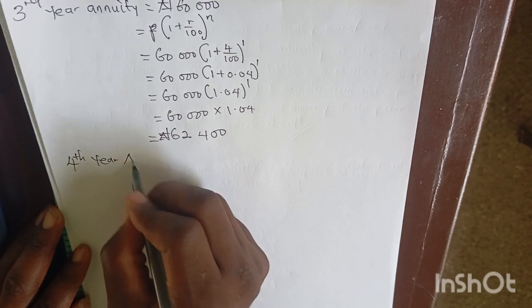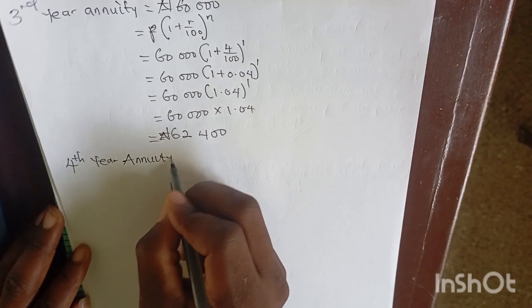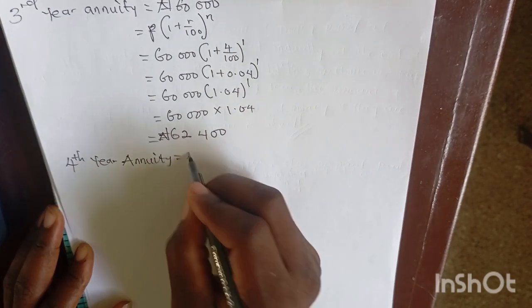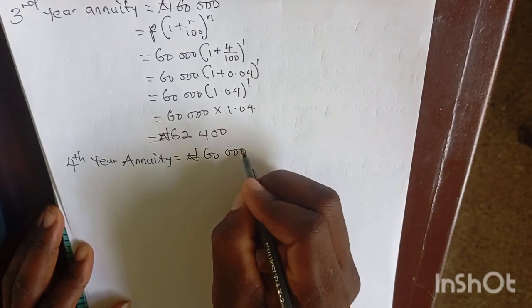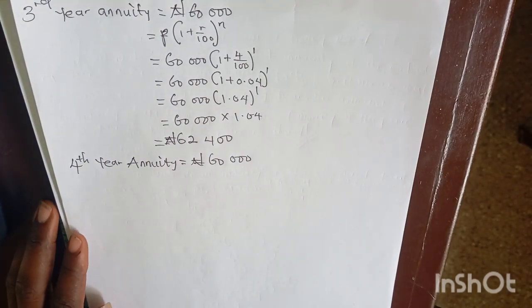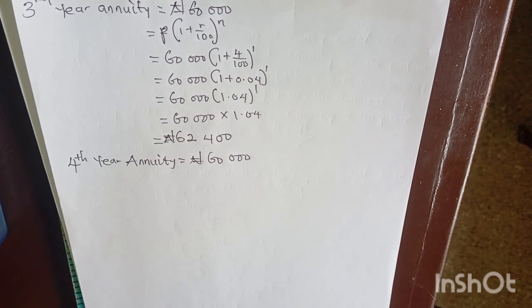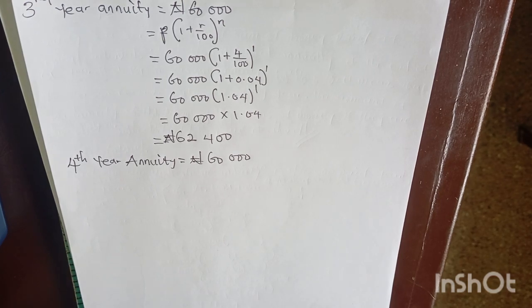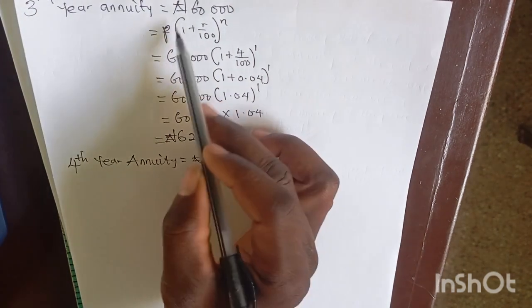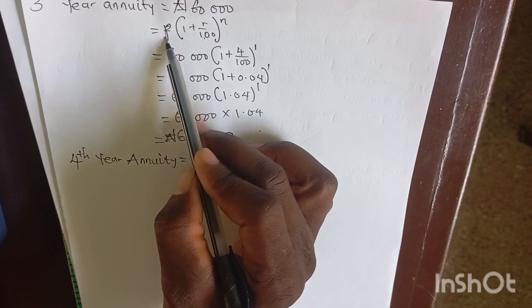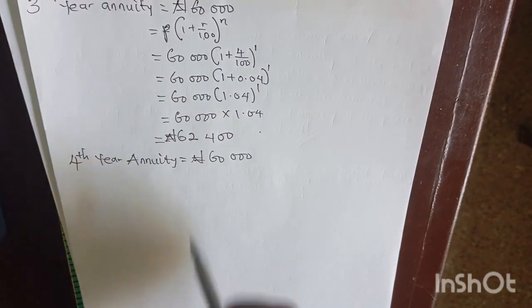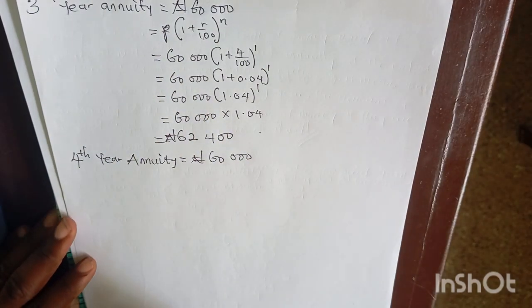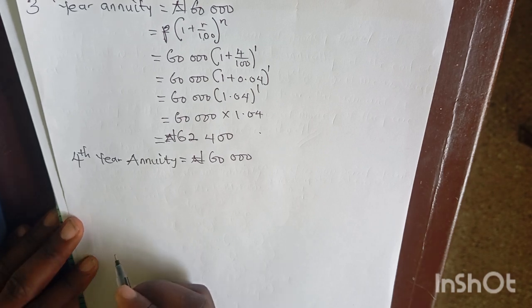Next, the fourth year annuity. We have 60,000, and with 4 years, the fourth year is just the amount of money, because it is the same as computing the formula raised to the power of 0. Anything raised to the power of 0 is 1, so 1 multiplied by the principal still gives you the main amount.